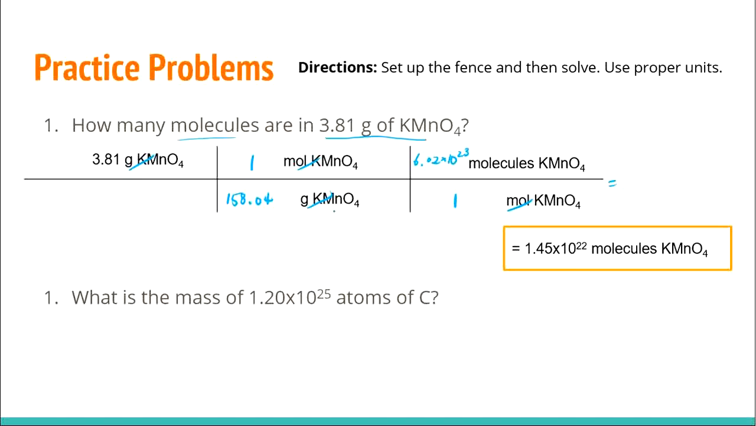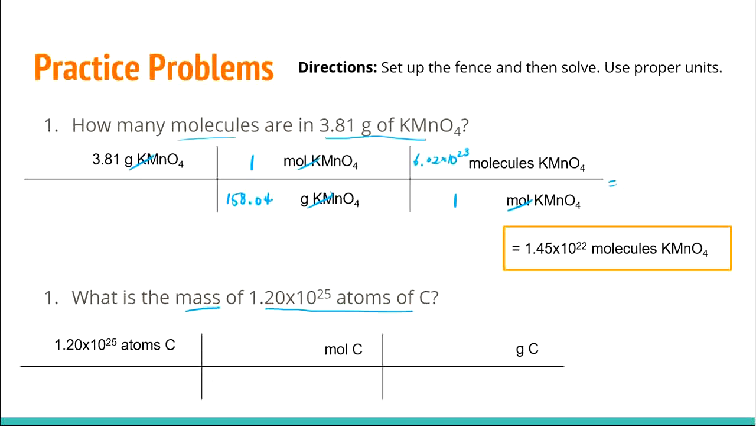Last problem. What are you given? You're given atoms of carbon, and it's asking for mass. Remember, mass is grams. So given atoms, remember you can't go straight to grams. You have to go through the mole. Again, imagine the picture, the diagram. And then you can go to grams. Replace that with the fence. Copy the unit down. And then fill in your conversion factors or your fences or your ratios.